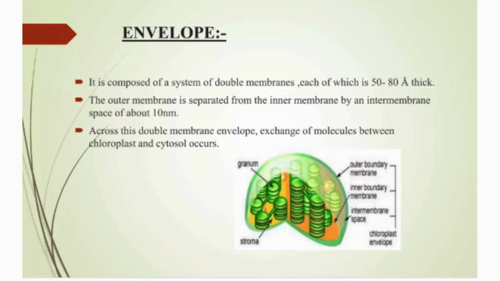First, we're describing the envelope of the chloroplast. Basically, it is composed of a system of double membrane, each of which is 50 to 80 angstrom in length. For example, in the structure here, you can observe the envelope, which is the double membrane of the chloroplast. The outer membrane is separated from the inner membrane by an intermembrane space of about 10 nanometers. Across this double membrane envelope, exchange of molecules between the chloroplast and the cytosol will occur.